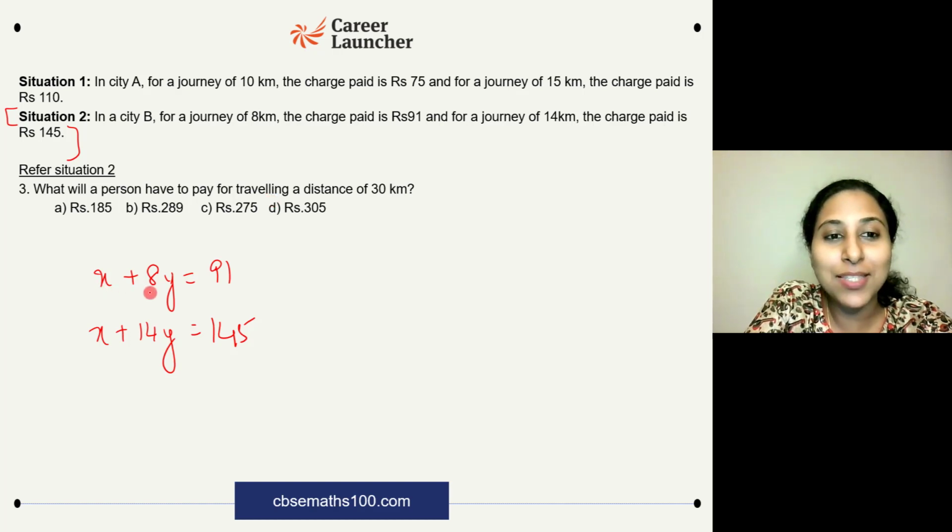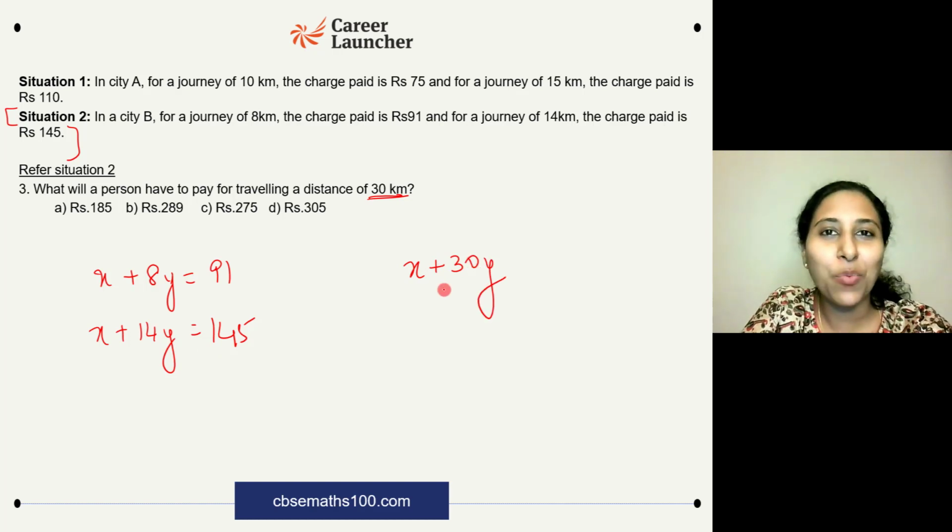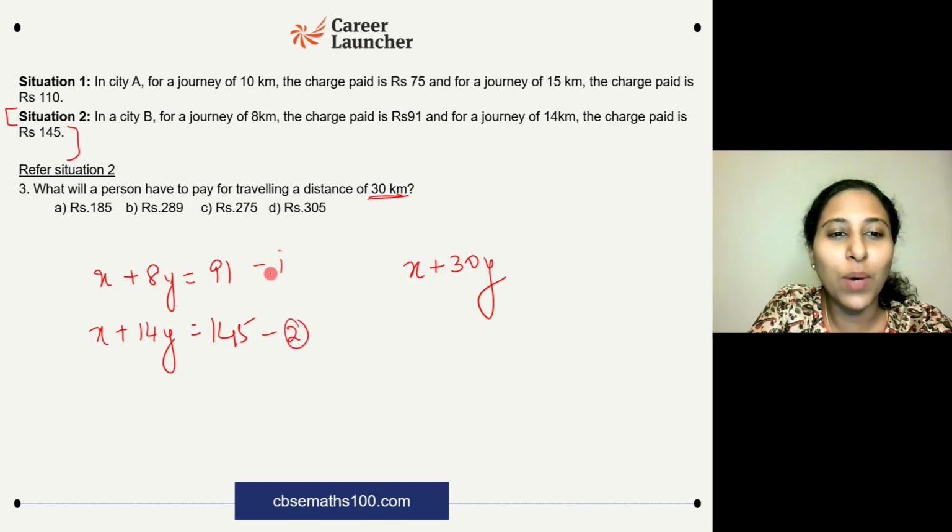Fixed charge plus the variable charge 8 times the charge per kilometer. This is equal to the total charge of 91. You get here x plus 14y is equal to 145. Now, in order to find out the amount to be paid for traveling distance of 30 kilometers, all we need to do is solve this for x and y and then find the value of x plus 30y. Let's solve these equations the way we did in the last question. If this is equation 2 and if this is 1, we'll calculate what is 2 minus 1.